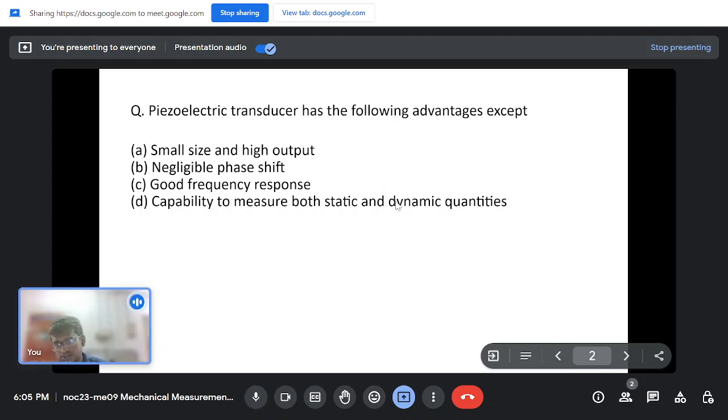So for the first question, a piezoelectric transducer has the following advantages except. We have option A, small size and high output; B, negligible phase shift; C, good frequency response; D, capability to measure both static and dynamic quantities. Out of these four, option D is false. The piezoelectric transducer has small size and high output, negligible phase shift, and good frequency response. So options A, B, C hold true. The piezoelectric transducer cannot measure both static and dynamic quantities. So the answer is option D.